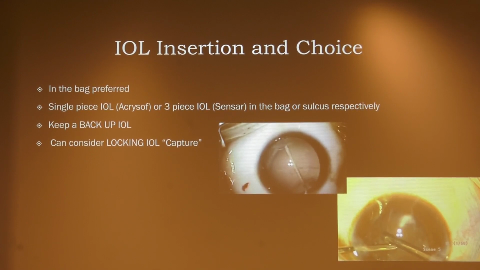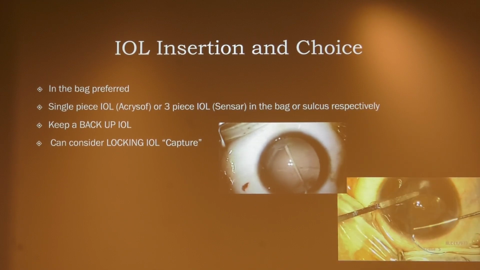IOL insertion and choices, always prefer in the bag because this is a long-term outcome you're looking for. So a single piece IOL in the bag or a 3-piece in the bag or in the sulcus is a good option. Always keep a backup IOL because in pediatric cataract, you never know what happens and you have to ensure that general anesthesia is given only once. Can consider the latest locking-in IOL technique. Remember, it's like a plane landing. So when you're injecting the IOL, make sure it's leading haptic down into the bag, and once you're reaching the bag, just pull up.